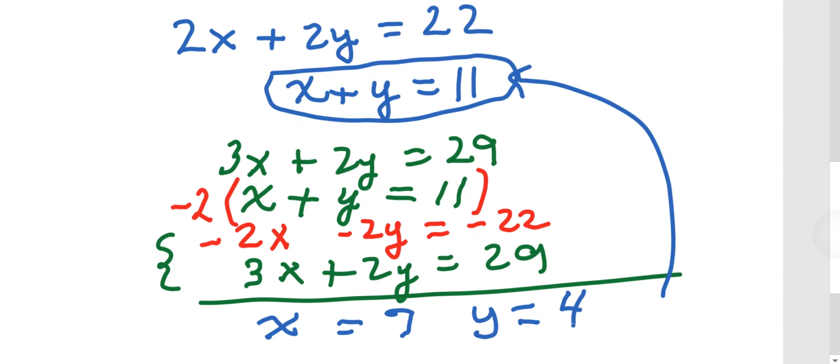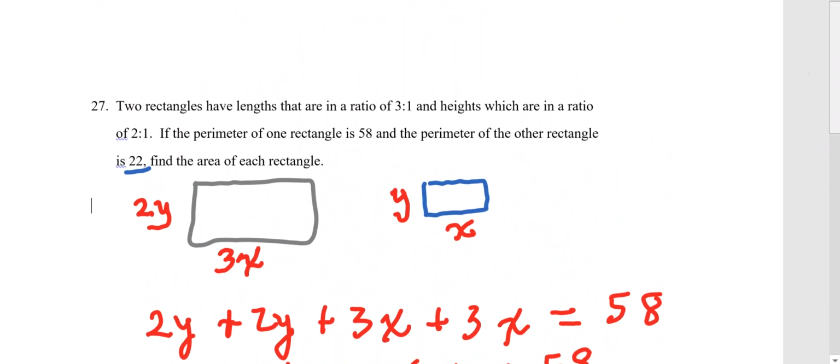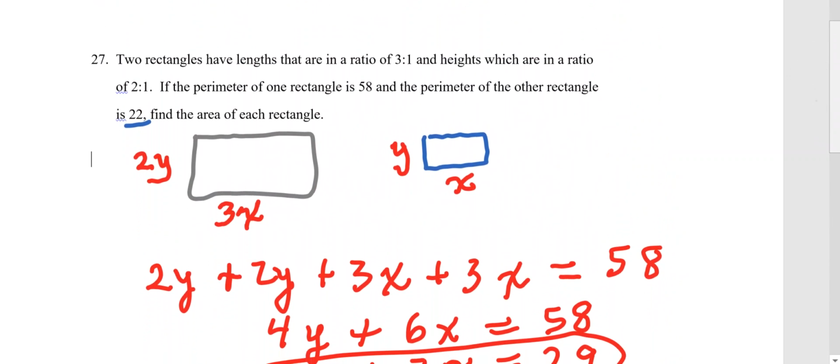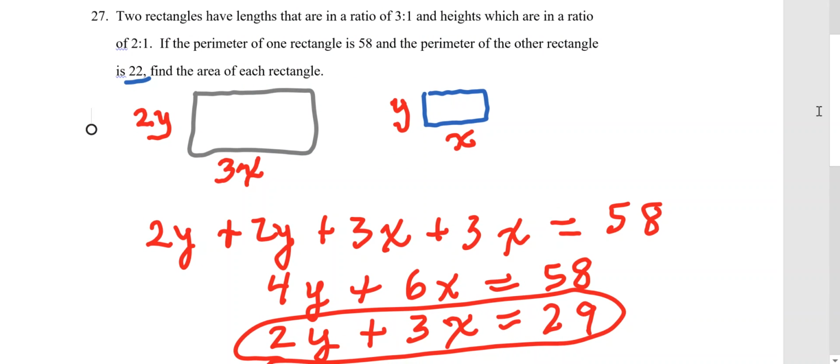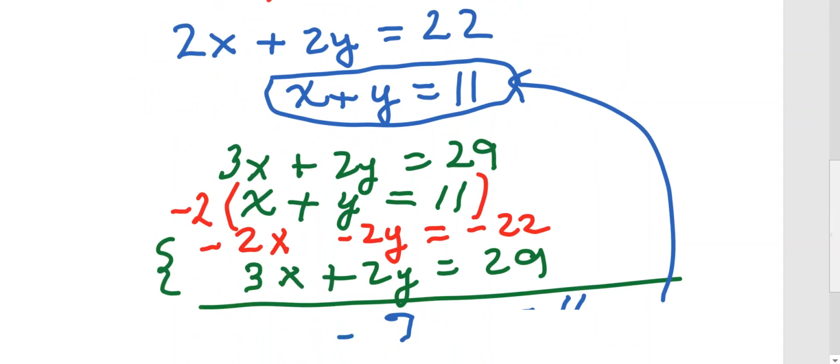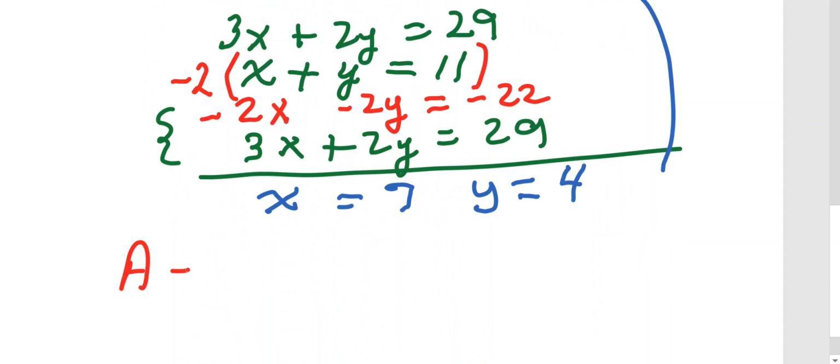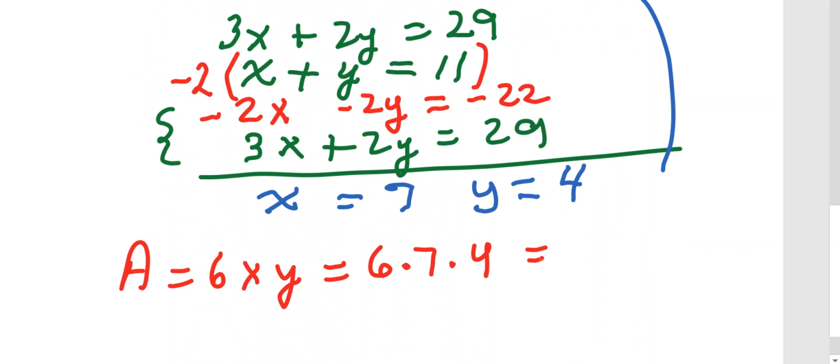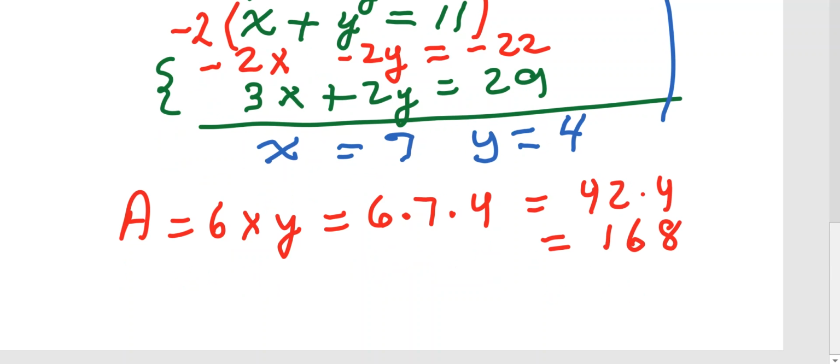So what are we being asked for? Find the area of each rectangle. So the area of this rectangle is 6xy, and the other one is simply xy. So let's go back down here. So the bigger one is 6xy. So that is 6 times 7 times 4. So that is 42 times 4, which is 168. And the other one is just x times y, which is 28.